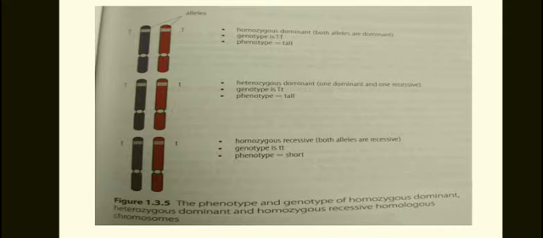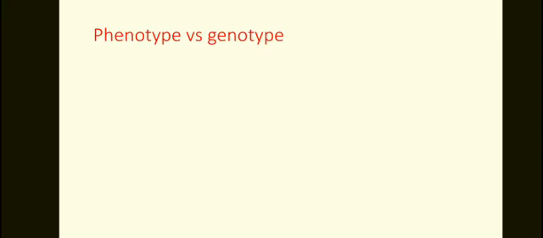And the last one is homozygous recessive. Both alleles are recessive. Therefore, the phenotype is, you're going to look at the plant and you'll notice that the plant is a short plant. You see? So, very, very important. So that's the concept of phenotype and genotype.